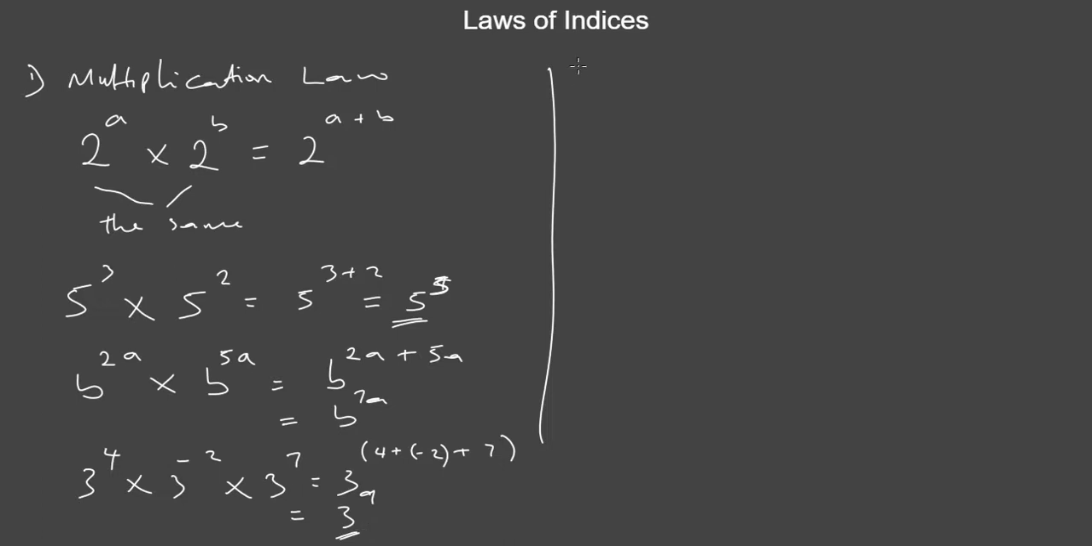So let's look at the second law. The second law is division. Let's call this the division law. So what does this state basically? If I have a number like 2 raised to the power of a divided by 2 raised to the power of b, what will be the answer if you simplify this? The answer will be 2 raised to the power of a minus b.